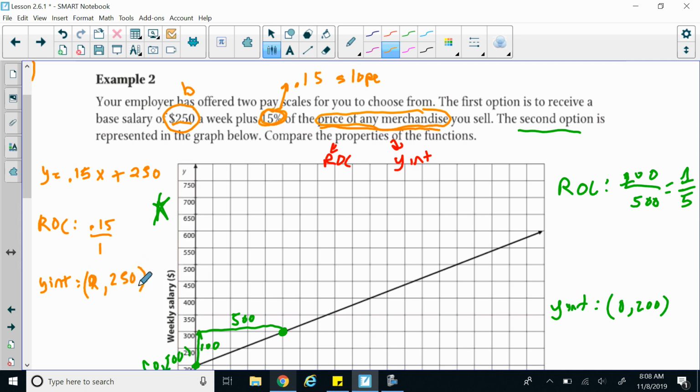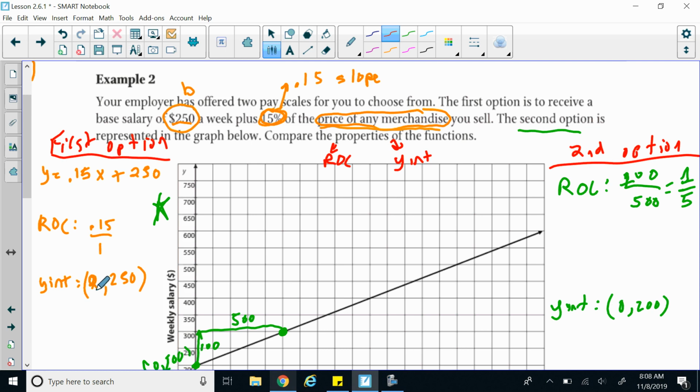All right. Now, clearly right now you can compare the y-intercepts and say, hey, technically the first option has a larger y-intercept. This is the second option, which is the graph, right?